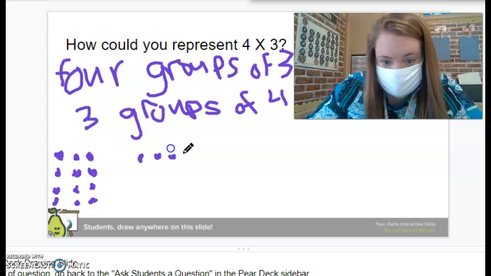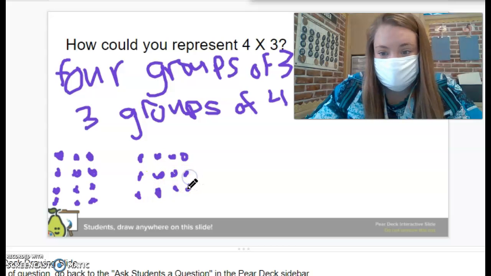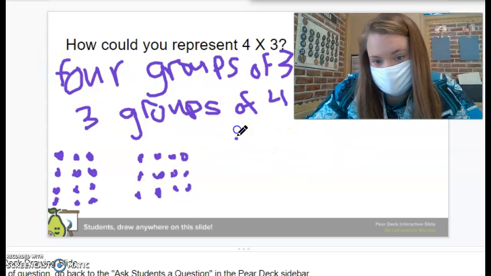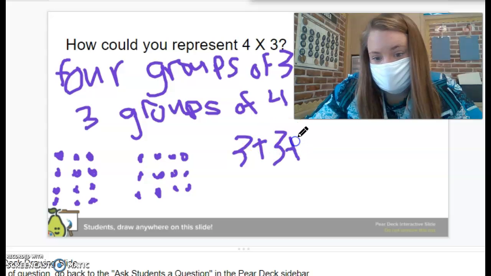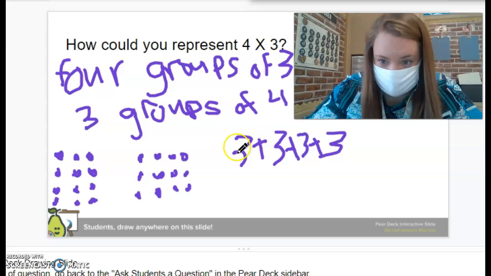So here's 1 group of 4, 2 groups of 4, 3 groups of 4. I could also do repeated addition. So I could do 4 groups of 3. So that would be 3 plus 3 plus 3 plus 3. So 3 4 times, 4 groups of 3.